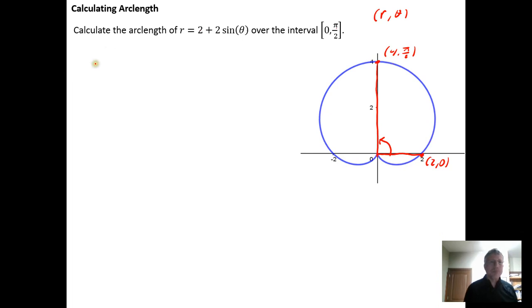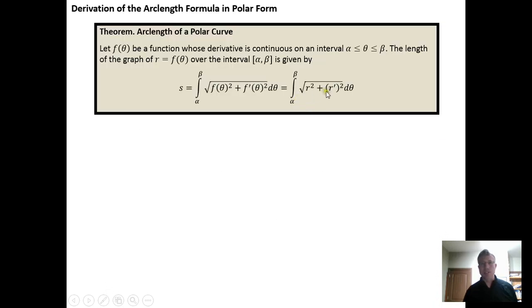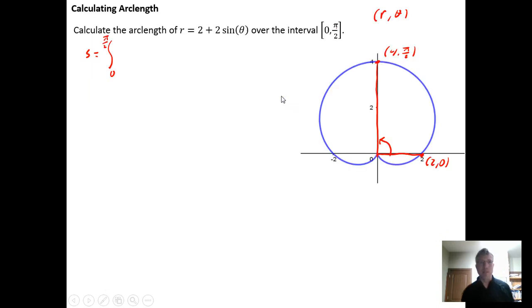Then we know that the arc length formula says, to calculate the length of the arc, just take the integral from 0 to pi over 2, and then our arc length formula from the previous slide: the square root of the sum of the squares of the radius and the derivative of the radius. That was the formula that we just developed. So this is going to be the square root of r squared plus r prime squared, d theta. This calculation is a little bit messy, so we probably want to work it through off to the side.